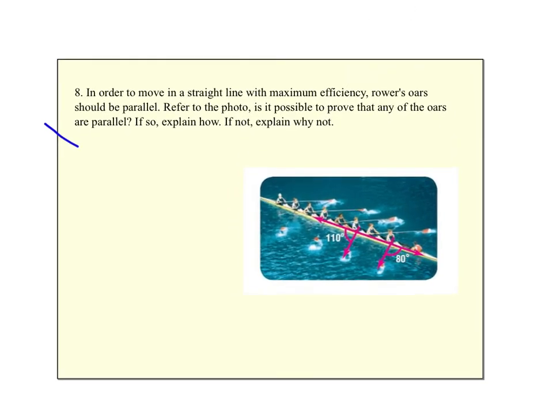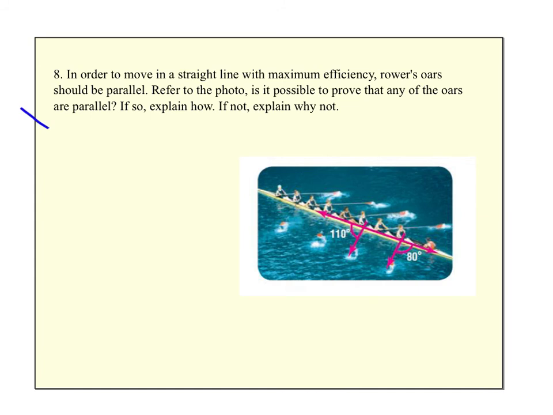So let's take a look here. In rowing, or crew as they call it, rowers' oars should be parallel. Refer to the photo. Is it possible to prove that any of the oars are parallel? If so, explain how. If not, explain why not. So if I look, the boat is my straight line here. Okay, so we have an angle of 110 and an angle of 80. 110 plus 80 is 190. So 110 obviously does not equal 80. So I'm going to say not possible to prove.